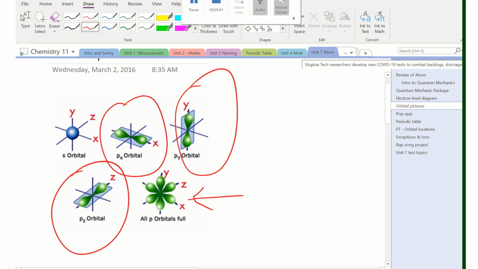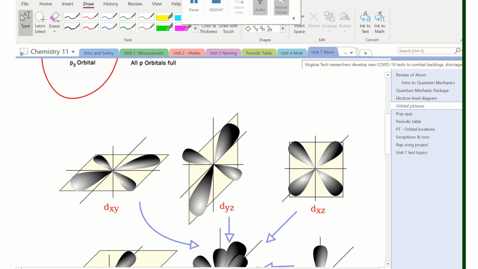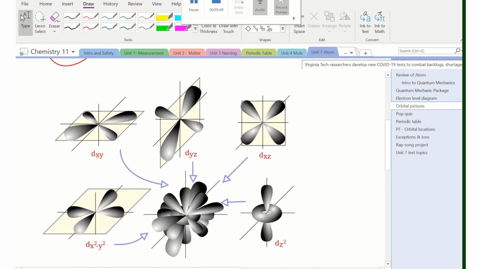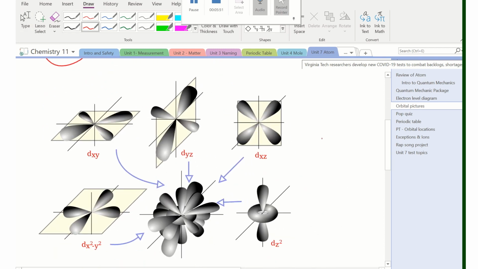Again, you need to be able to visualize it. This is a 3-dimensional space. And the d orbitals, there are 5 of them, okay? When they combine all together, it looks like this.